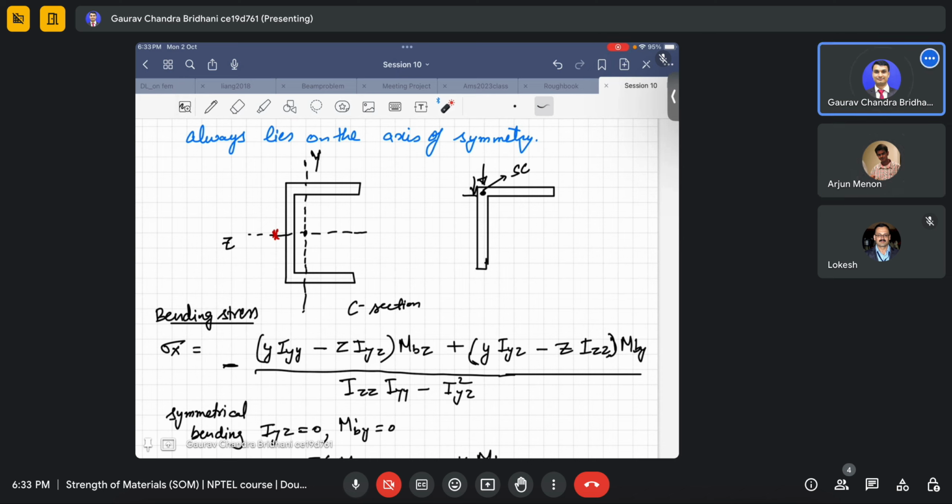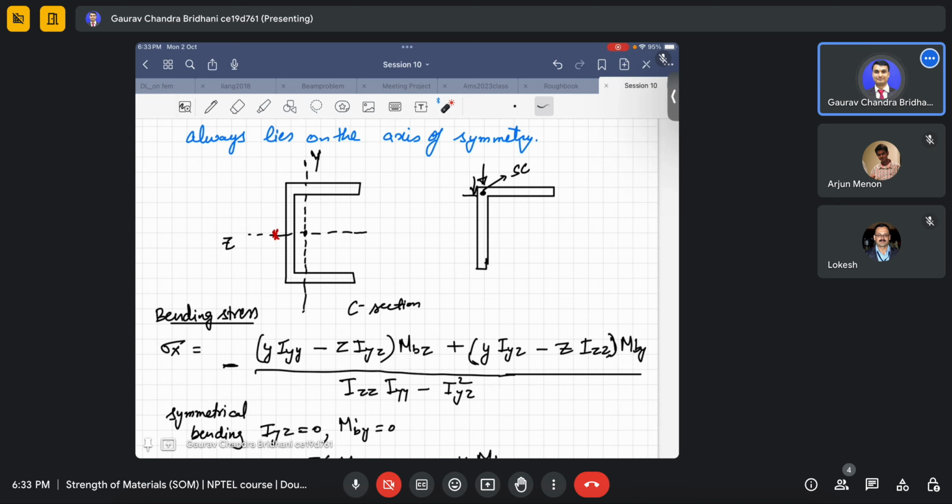So right now, what is happening is we have written this sigma x, the bending stress formula, in terms of MBZ and MBY. What happens if I finally write the deflection equation? Basically, the deflection could also be written in terms of MBZ and MBY.